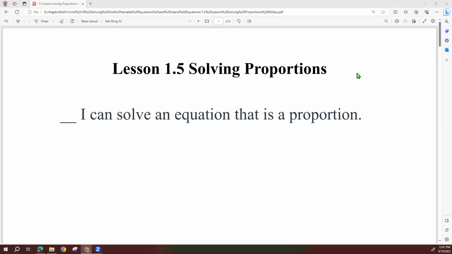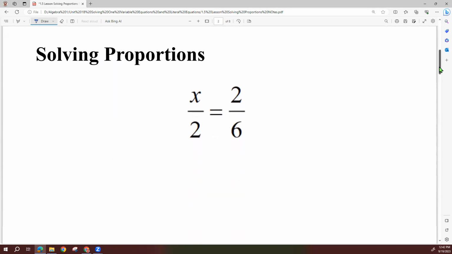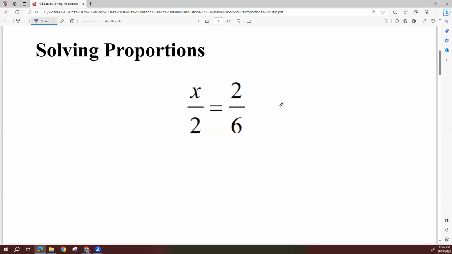Yeah, but we're going to do solving equations, but today we're going to solve special equations, and those equations have fractions on both sides, and so we call them proportions. A proportion is just an equation with fractions on both sides. So here we have fractions on both sides. One of the sides has a variable.